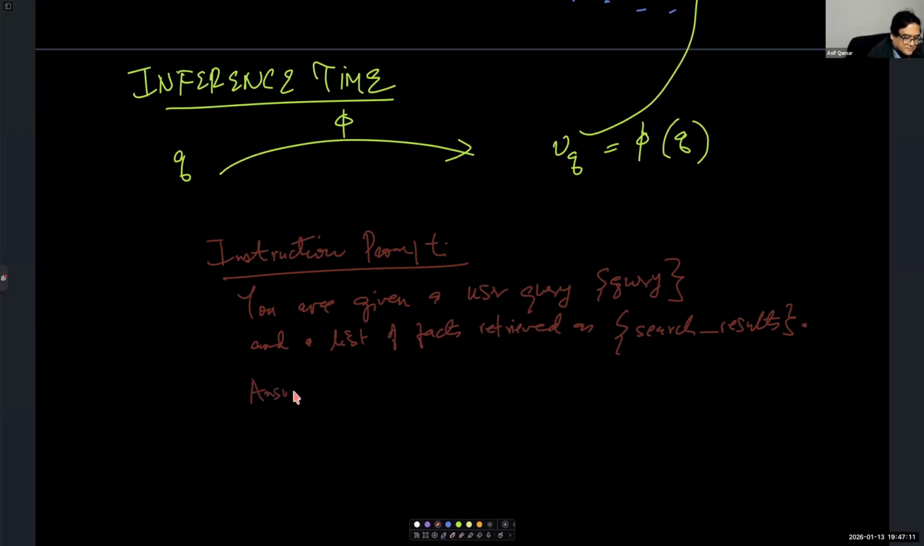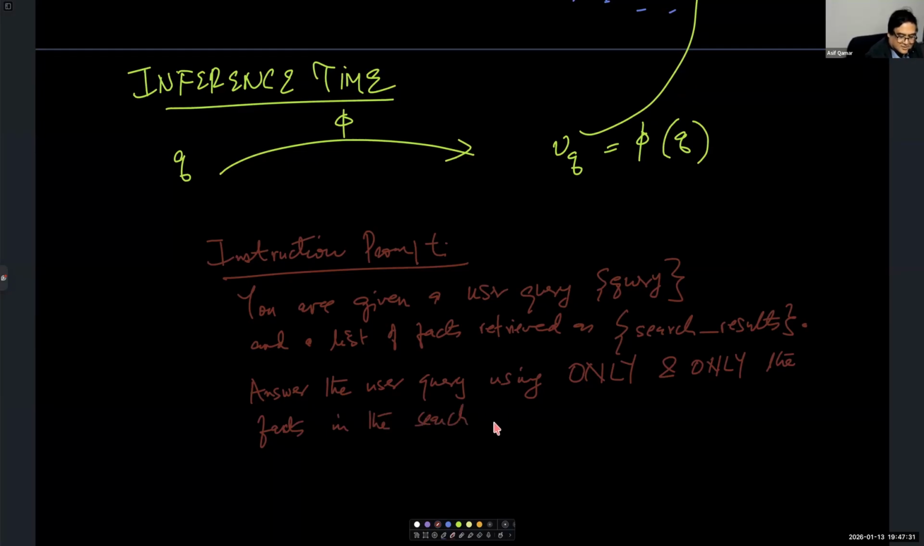Answer the user query using only and only the facts in the search result. That's a very naive way of putting it. Actually, it doesn't quite work, but conceptually, it is what you want.